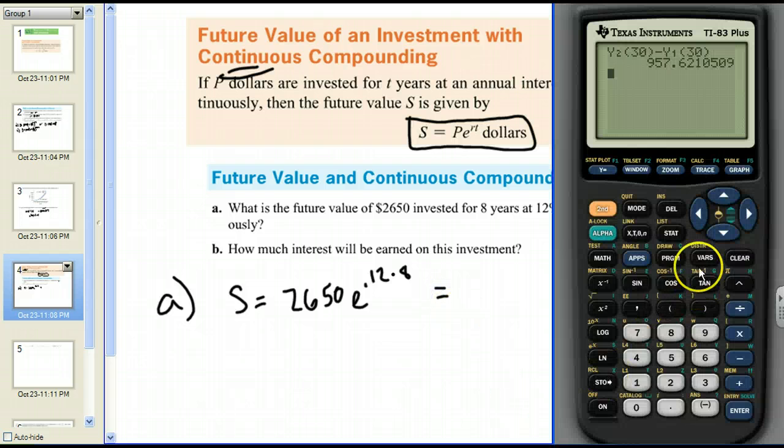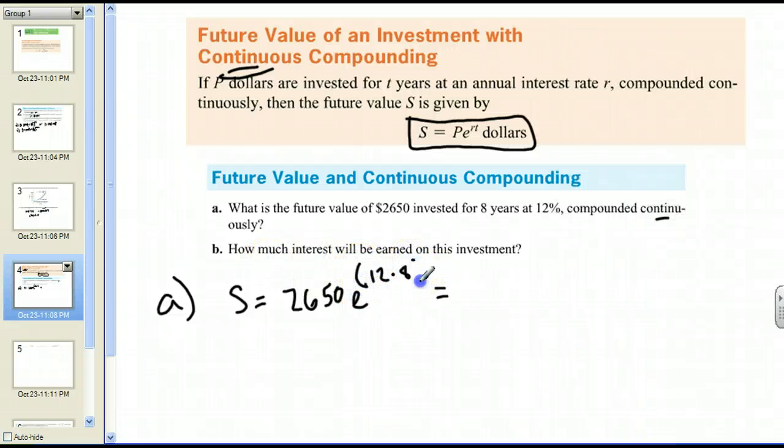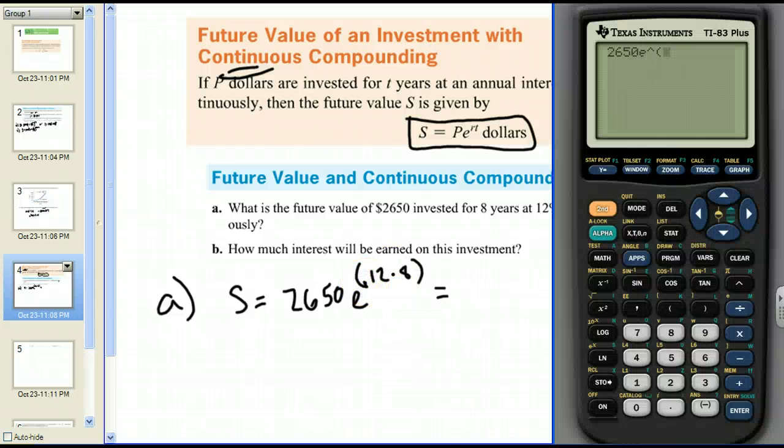Now, when you do this, first of all, here is the e to the x button. It's right above ln, e to the x power. You write in the first number, 2650, and then you just press second, ln. There's the e to the power of. But don't forget this: you have multiplication in there. It already puts the parentheses around it just because it's such a common error.